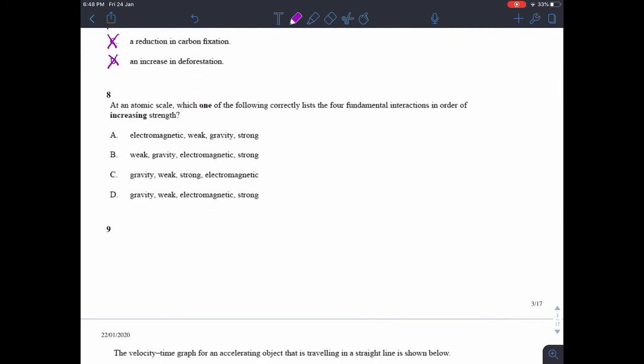Question number 8. At an atomic scale, which one of the following correctly lists the 4 fundamental interactions in order of increasing strength? Well, gravity is by far the weakest. Gravity is extremely weak, something like 10 to the 34 times weaker than the strong force. And the strong force, it's in the name, is the strongest force of the 4. So the only option with that is D. The weak force is called the weak force, but it's not the weakest because gravity is extremely weak. So gravity, weak, electromagnetic, strong is the correct order.